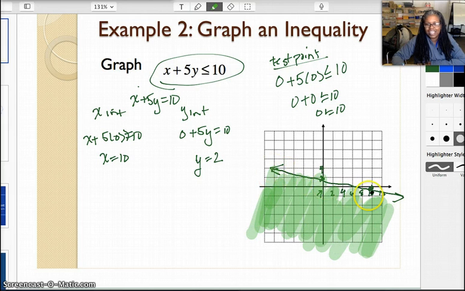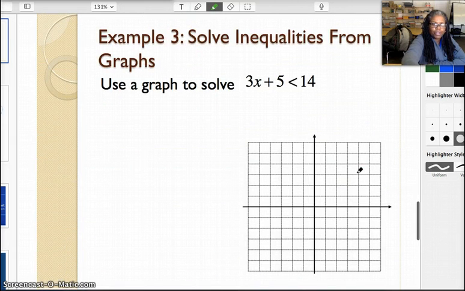So my solution is this line and this half of the plane. Remember, if the origin did not work, it just happened to work in the last two. If it did not satisfy, then we'd be shading the other side. All right, let's go ahead and take a look at example 3.